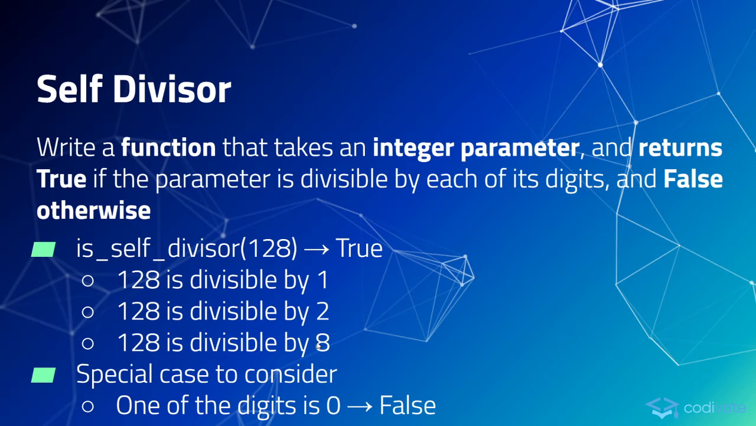One special case to consider is that if at any point as we're looping through the number, we get that one of the digits is equal to 0. Because we can't divide by 0, if you were to try to test if the number is divisible by 0, you would get an error. So if at any point we see that one of the digits is equal to 0, we must return false since it's no longer a self-divisor.